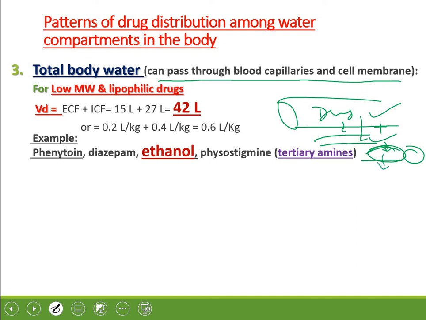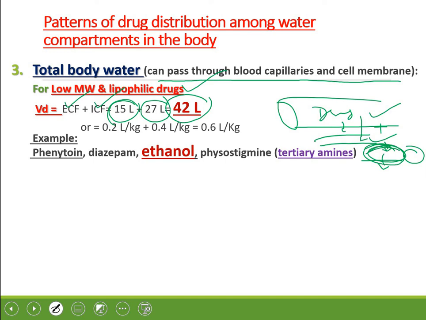So here we will consider the extracellular fluid, interstitial fluid, and intracellular fluid. So this is a total of 27 plus 15 liters. It will give you 42 liters. And in this case, for example, we will consider the drug with low molecular weight and lipophilic. Why lipophilic? Because they are going to cross the membrane of the cells, and the membrane is made of a phospholipid layer. You see, in case of the cell, it has a phospholipid layer.